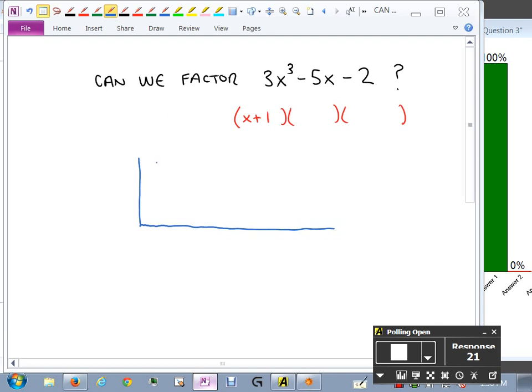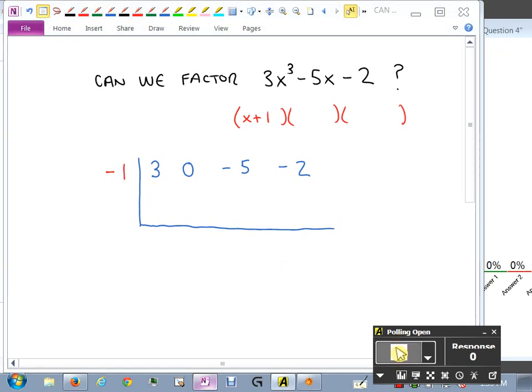Then I'm going to identify the numbers, which are the coefficients of this right here. So I have a 3 in front of x cubed. What's in front of x squared? 0, because there is no x squared. What's in front of the x term? Okay, the constant, -2. Now, outside the synthetic division box, I'm going to use the number that I know creates 0, which is -1. And then I'm going to do synthetic division. So I'll ask you if you've ever seen synthetic division, yes or no.